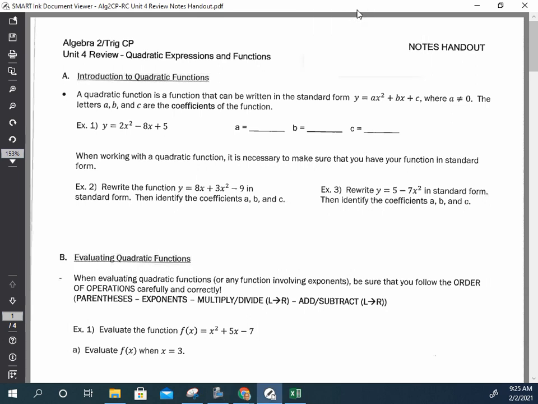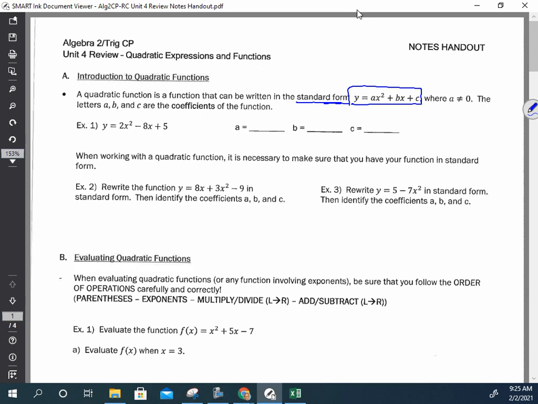So, quadratic functions in their basic format. If it's written in standard form, that's y equals ax squared plus bx plus c. The only two variables are x and y. A, B, and C represent numbers.